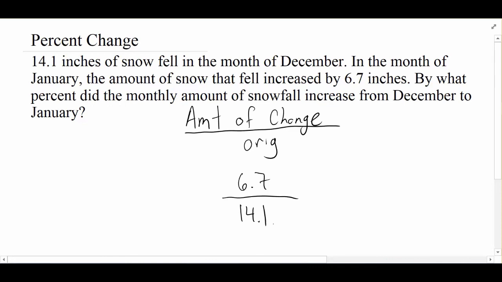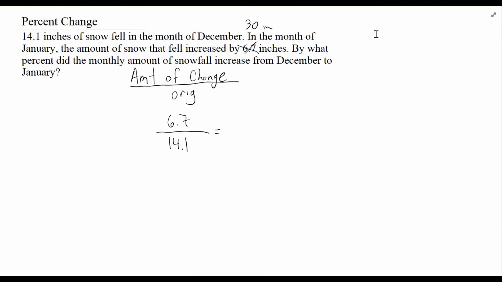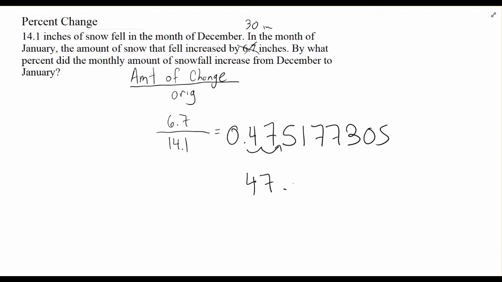So if we just put this into our calculator of 6.7 divided by 14.1, we're going to find that this is 0.475177305 in our calculator. And then if we're going to turn this into percent, we can just basically move the decimal place over 2 spots, giving us that this is 47.5%, let's call this 48%. And so this gives us the percent increase from December to January.